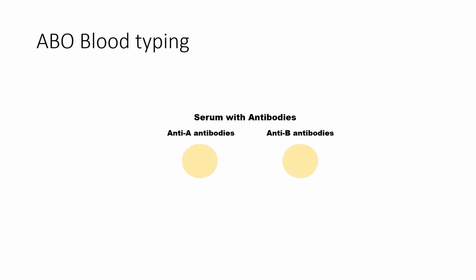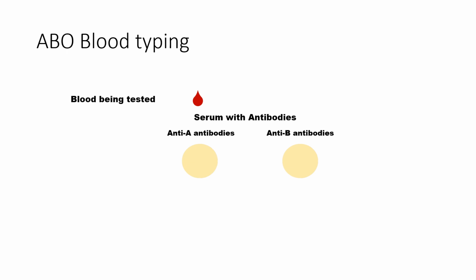When we do ABO blood typing, we're going to be taking a little bit of our blood and we're going to drop it into a container that has serum and either anti-A antibodies in it or anti-B antibodies in it. And what we're looking for is a reaction or not. And that reaction tells us that we have the presence of the antigen on our red blood cells.